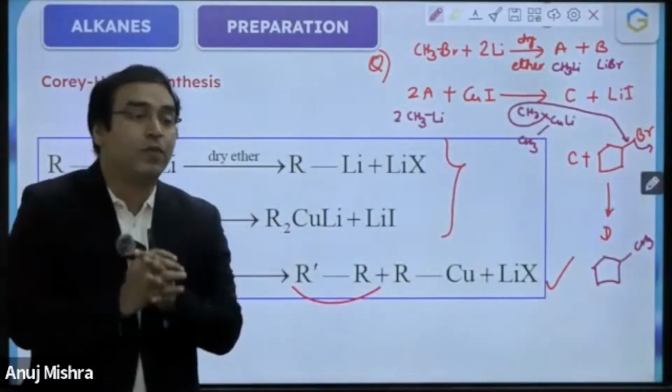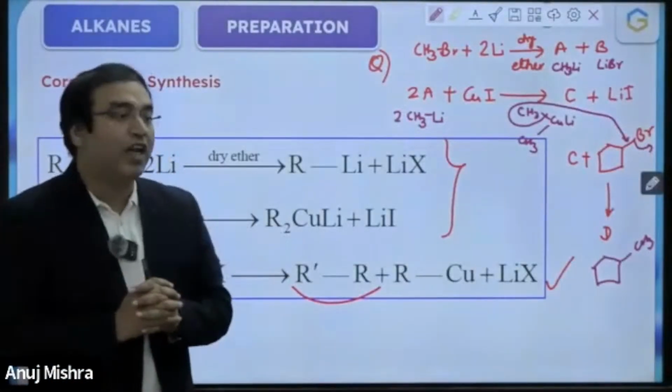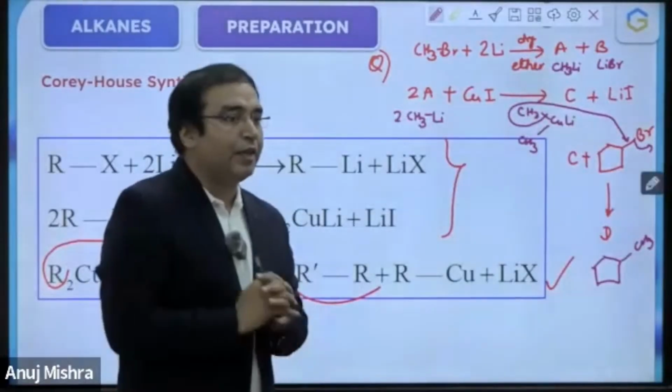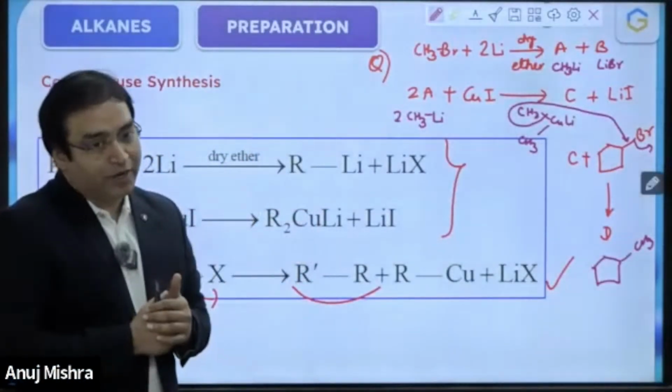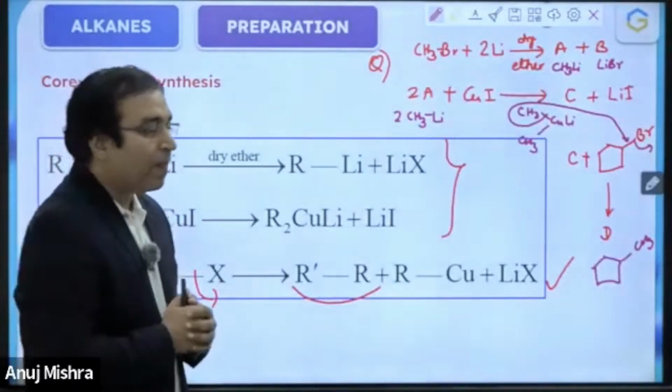These are some of the most important questions of the topic we're doing right now, called alkane. We are still on alkane, we have not gone to alkene. But in alkane, if you ask for two important reactions, one is this, and the other is Kolbe's electrolysis, right? These are two most important reactions.